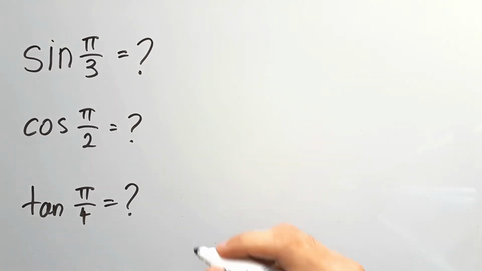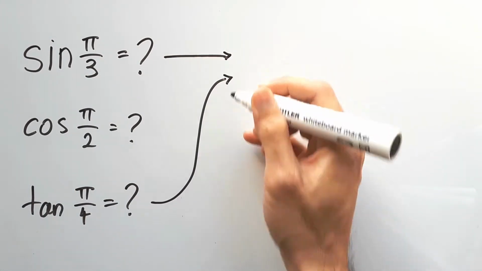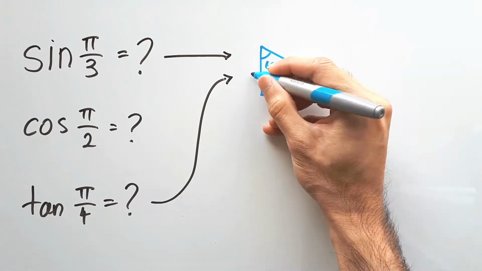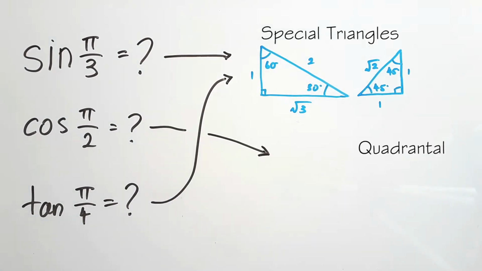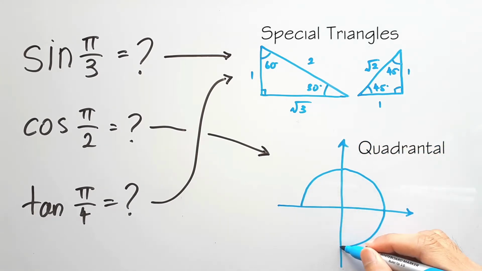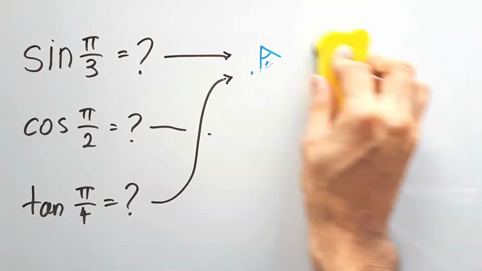Pi on 3 and pi on 4 are both acute radian angles, so we will need our trusty special triangles for these two problems. And pi on 2 is quadrantal, so we need our unit circle to figure that out. If you're not familiar with these concepts yet, or with pi or radians, then please watch my videos explaining how those are done first. I've linked it in the description, but you can also find them on my trigonometry playlist. Alright, let's get to work.